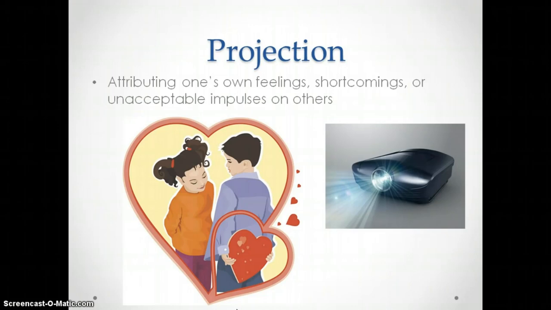So a projection screen takes something, an image, and puts it onto something else. So in the classroom, we have the projection screen that puts it onto the smart board. With projection as a defense mechanism, you have your own personal feelings, and these could be positive feelings, they could be interpretations of events, they could also be shortcomings or unacceptable urges or impulses, and you put those thoughts and images and whatever it might be on somebody else, and you think that they actually think that.